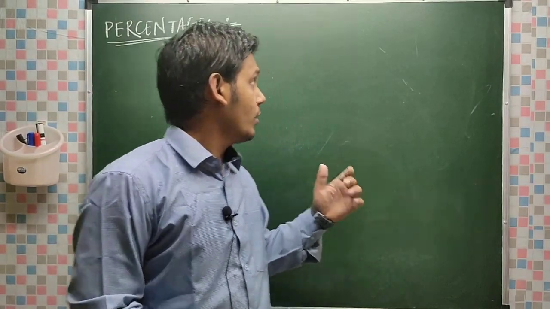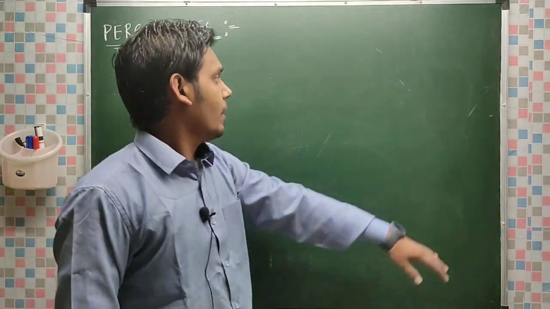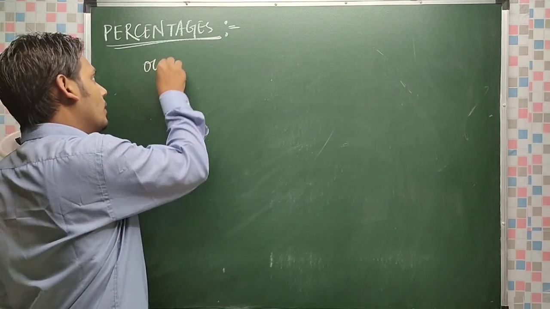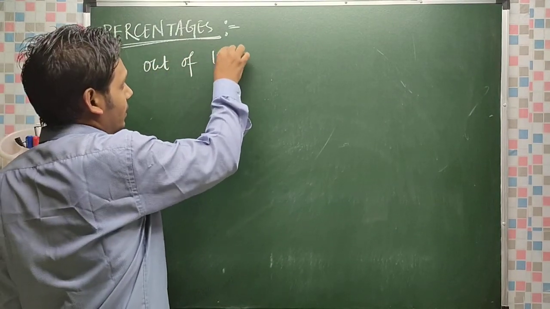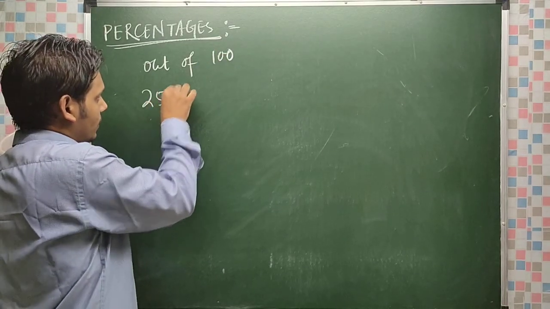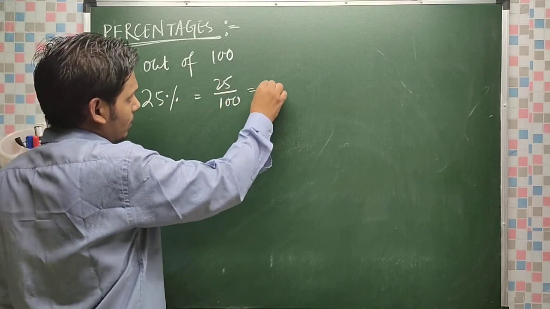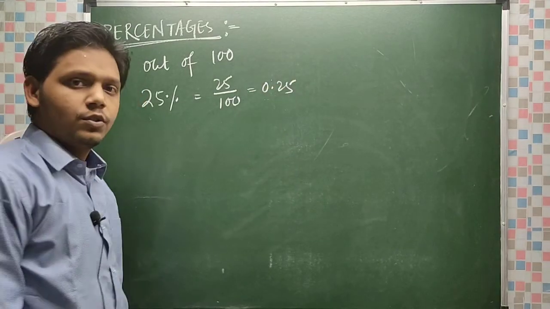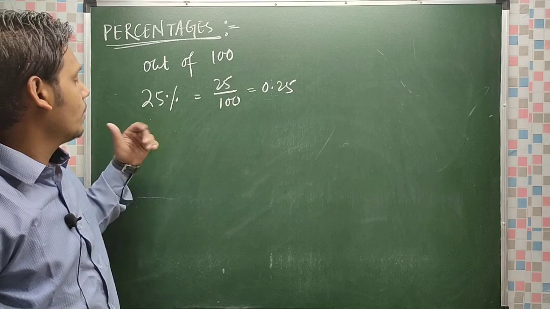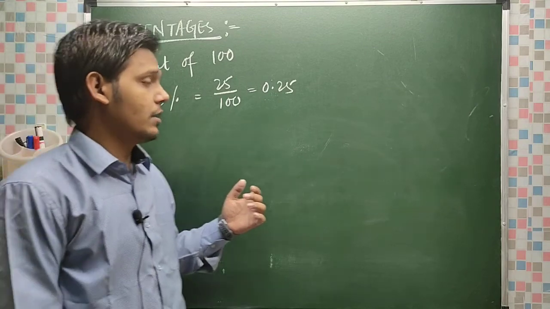Today in this video we are going to discuss percentage and shortcuts for percentage. So what do you mean by percent? Percent literally means out of 100. Suppose you are going to write 25%. That means 25 by 100, or you can say 0.25. So in this video we discuss the percentage of any number.